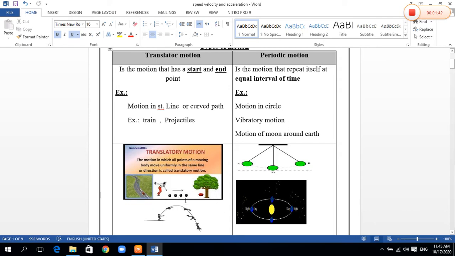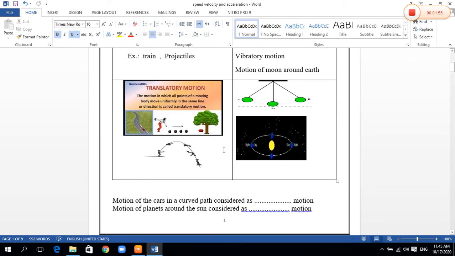The motion in a straight line, like throwing a ball or throwing an object, called projectiles, is something thrown up and left to fall a distance from the starting point. Now, is the motion of cars in a curved path considered translatory or periodic motion? That will be translatory motion. But the motion of planets around the sun is considered periodic motion.